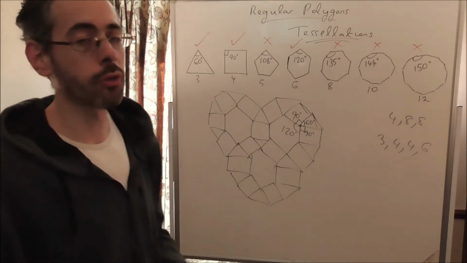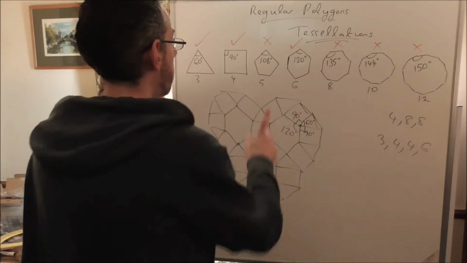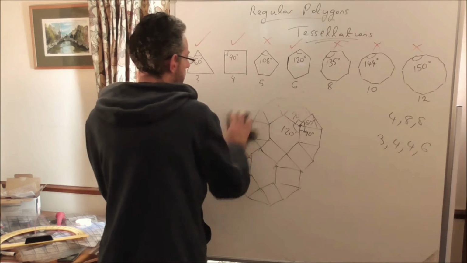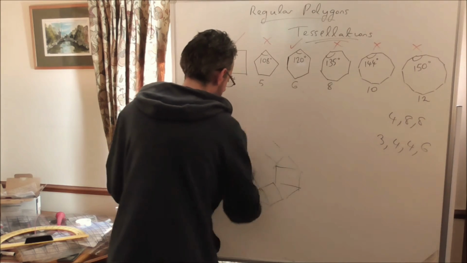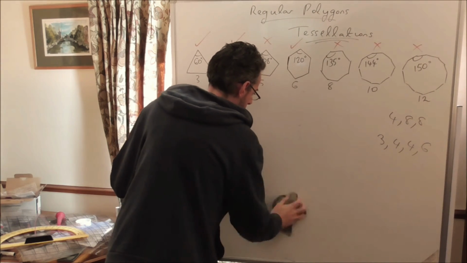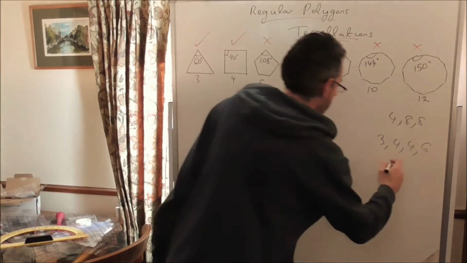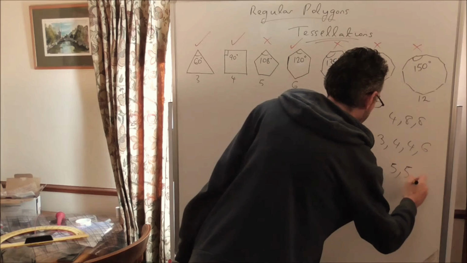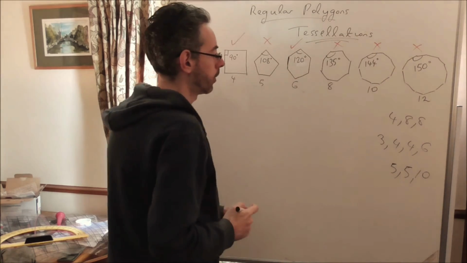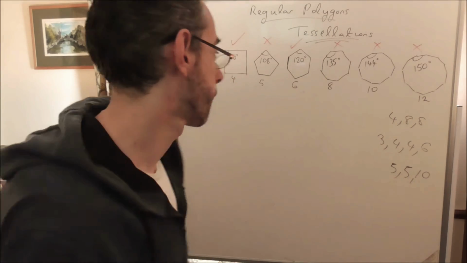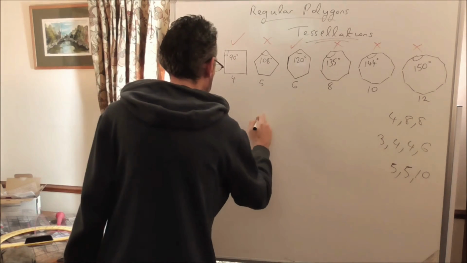You've got to be careful sometimes. Sometimes you might find combinations of angles that add up to 360, but it won't give you a tessellation. I'll give you an example of that just to finish off. I'll call the pattern 5, 5, 10 because it involves having a decagon and 2 pentagons around every point. So I'll just try and draw it.